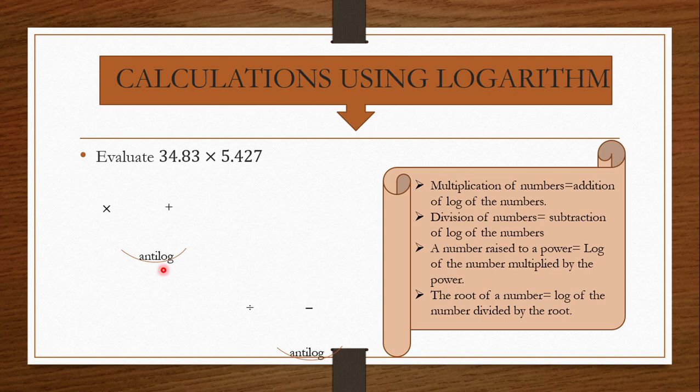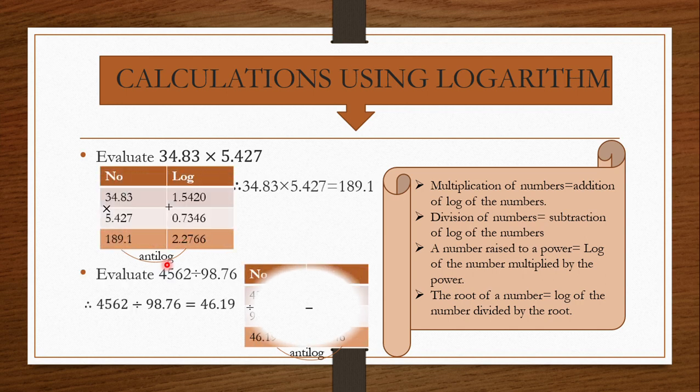So our first question here is 34.83 times 5.427. Here we'll draw our table, giving our numbers and their logs. Under the first number, 34.83, we have 1.5420. The second number is 5.427, and the log of this is 0.7346. My log table is not here, but if you have yours, please open it and check, because from here we can get our integer.